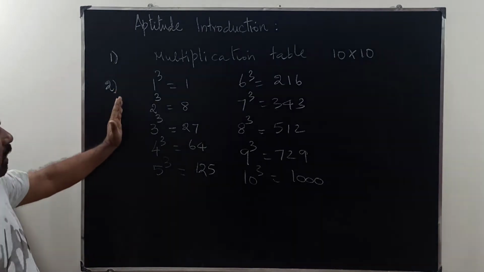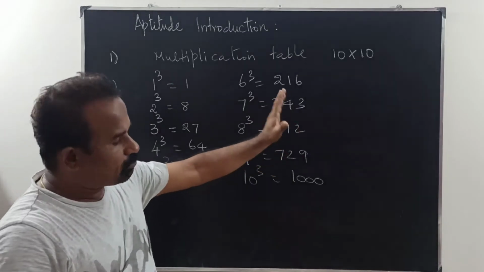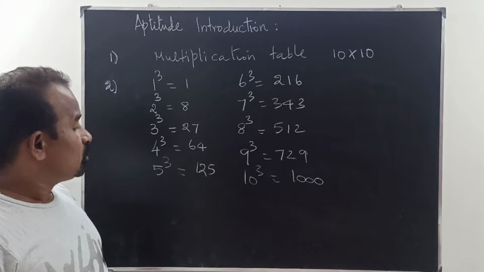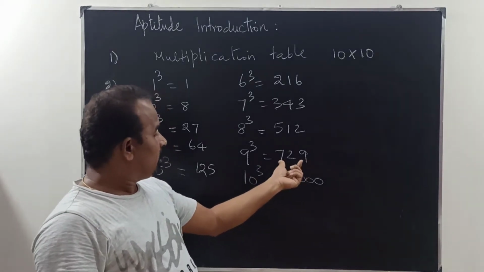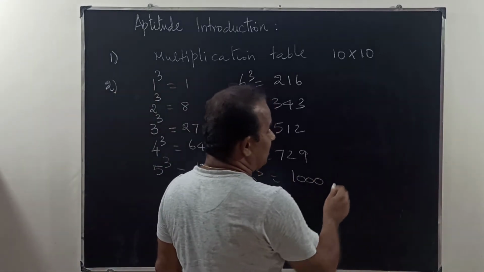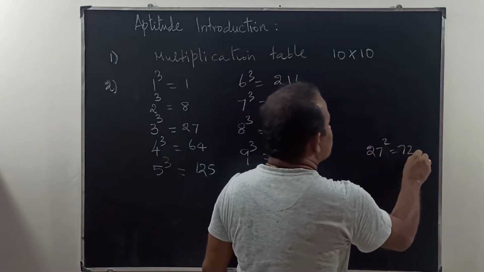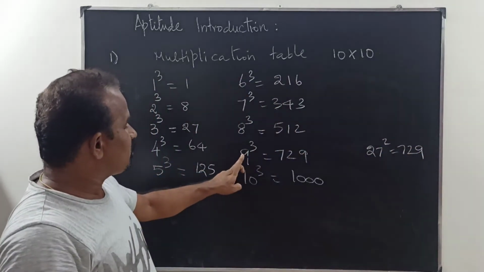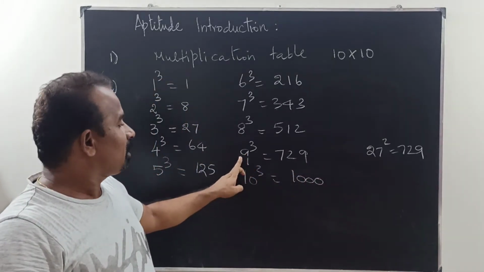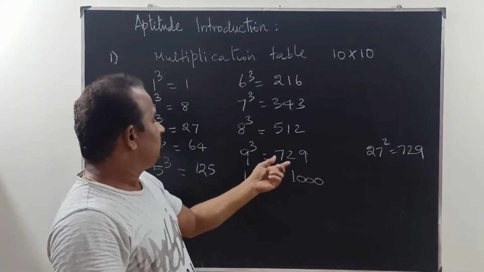So you have to make all these numbers, and up to 30 squares, friendly numbers. Wherever you see 729, you should know that it is 9 cubed, and also 27 squared. 27 squared is equal to 729, and 9 cubed is also 729.